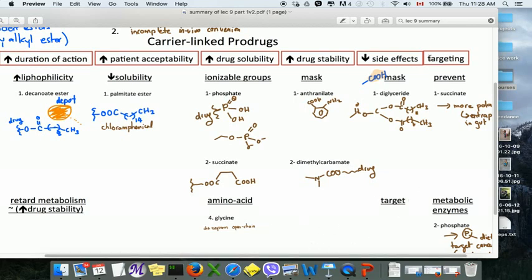Okay, so the last point is targeting. How do I target my drug to a certain place? I want to make a prodrug so that it goes to a certain location and doesn't go into the other locations. There are two ways to do this. For example, I take it orally and I make some changes in the drug so it doesn't get absorbed. This is very easy. The example for this is a certain antibiotic. I want to take it orally and I attach something very hydrophilic to it so it doesn't get absorbed.